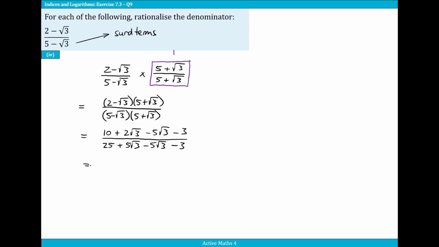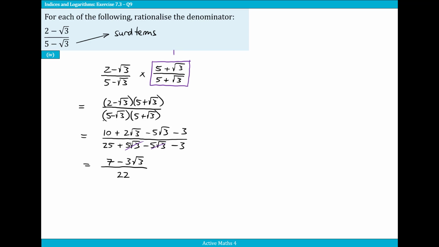On the top, I'm going to combine like terms, so 10 minus 3 is 7, and 2 root 3 minus 5 root 3 is minus 3 root 3. And then the reason we multiply the denominator by its conjugate is that the surds will cancel. Plus 5 root 3 minus 5 root 3 cancel, and leaves us with 25 minus 3, which is 22.